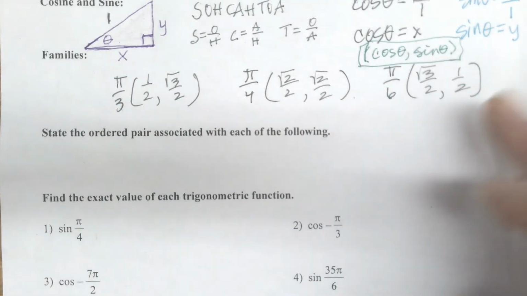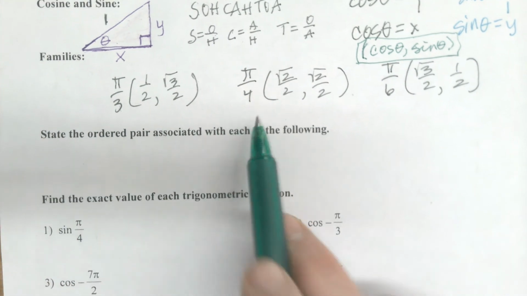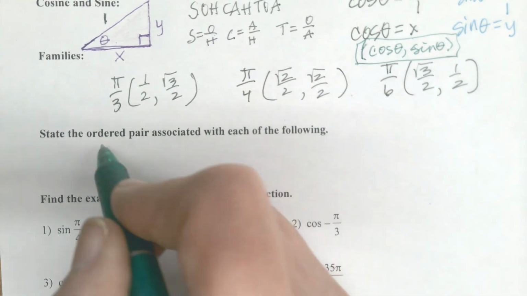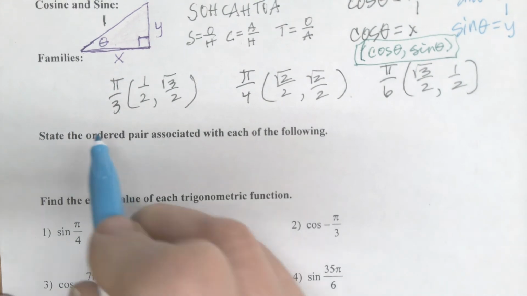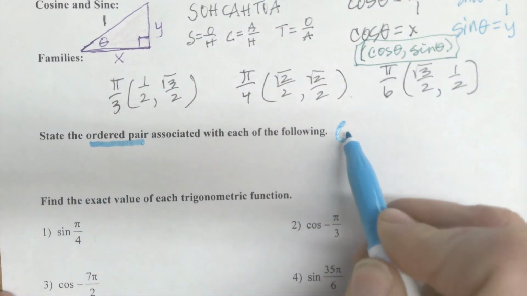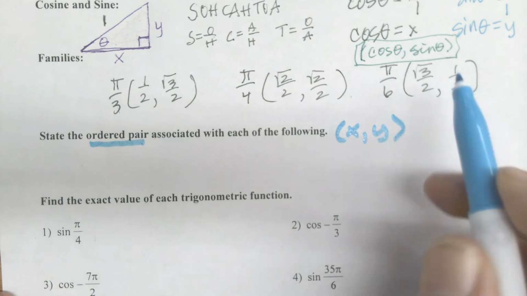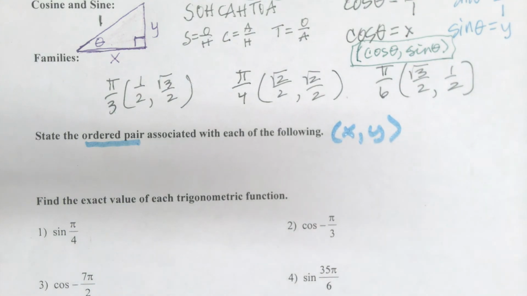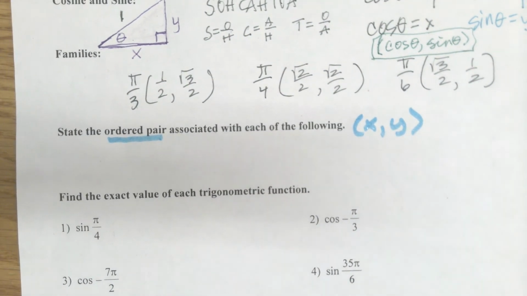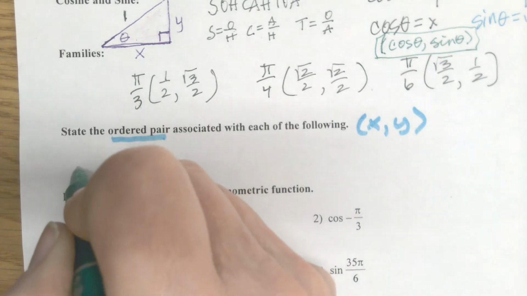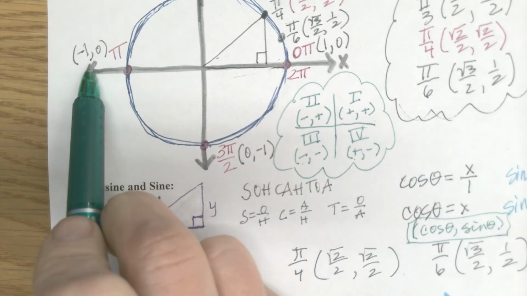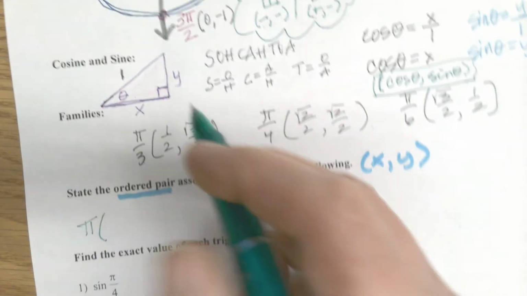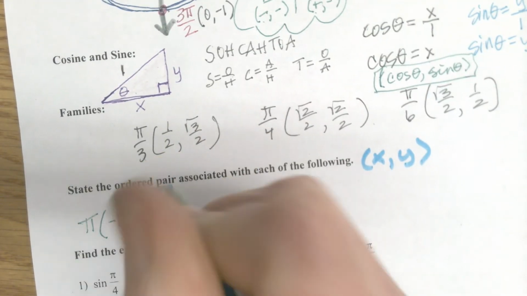So we did all of our setup. This says state the ordered pair associated with each of the following. An ordered pair is a point. It's a coordinate point. When I talk about ordered pair, I'm talking about an x, y. And so this is how it works. If I were to give you, it said state the ordered pair associated with pi, we would go to our unit circle and we would say -1, 0. That's it. -1, 0 is associated with pi.